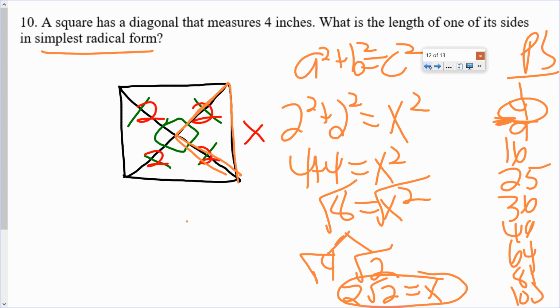And again, whenever you have a square or a rhombus and we're talking about the diagonals, I know that the diagonals bisect each other. I also know that they're perpendicular to each other, so you have right triangles formed, and you're going to use the Pythagorean theorem to find the missing side.